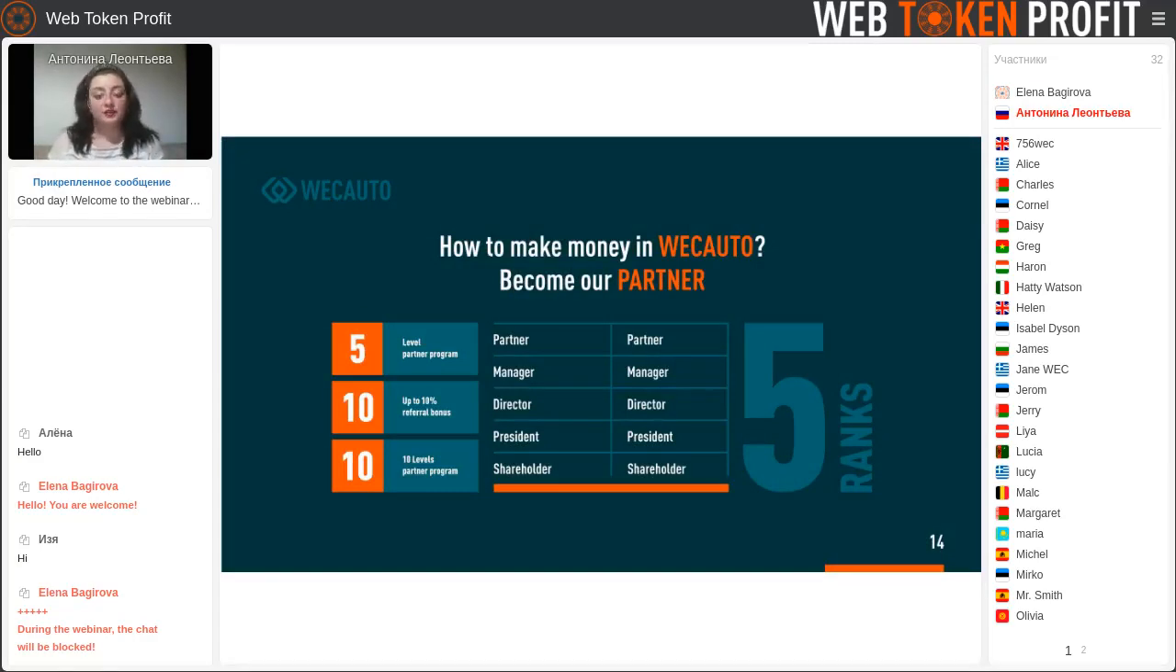It's very easy. To buy a car for 30%, you should be our partner. That's the only thing you should do. If you have partners, you will get referral bonuses. Yes, we can see that we have 10 levels. Nothing new at all. 5 ranks: Partner, manager, director, president and shareholder.